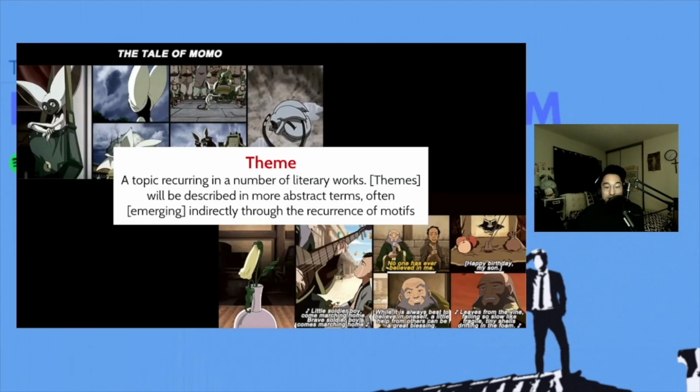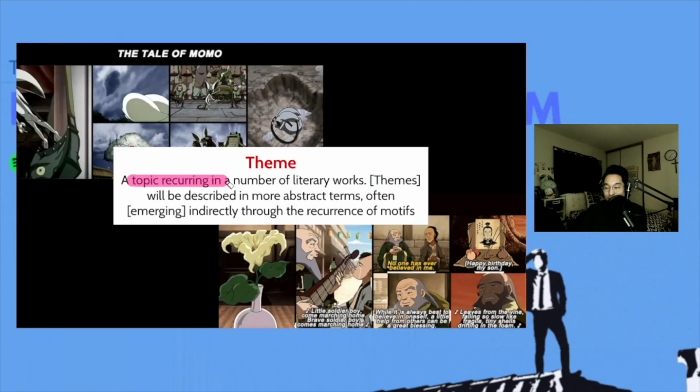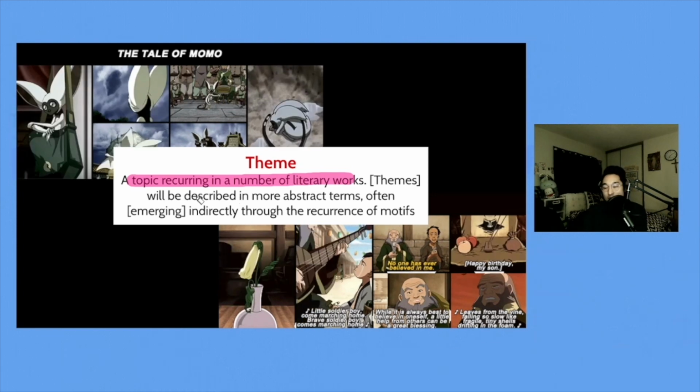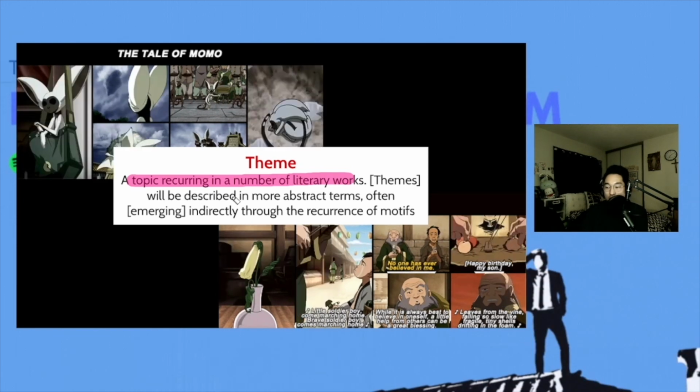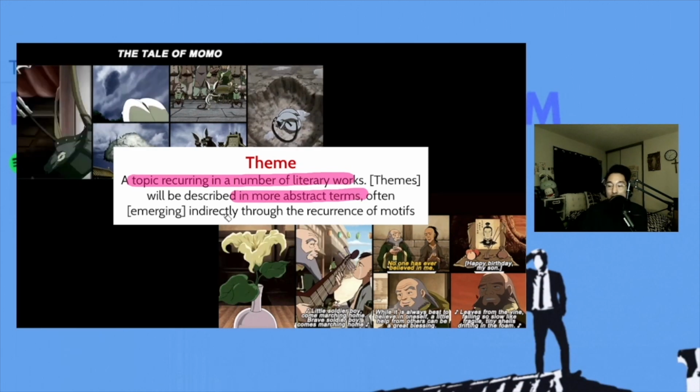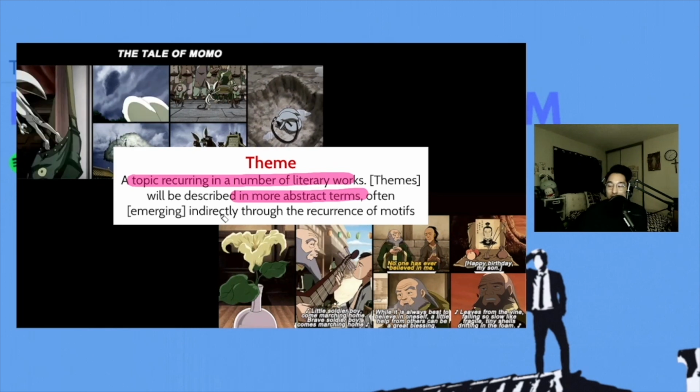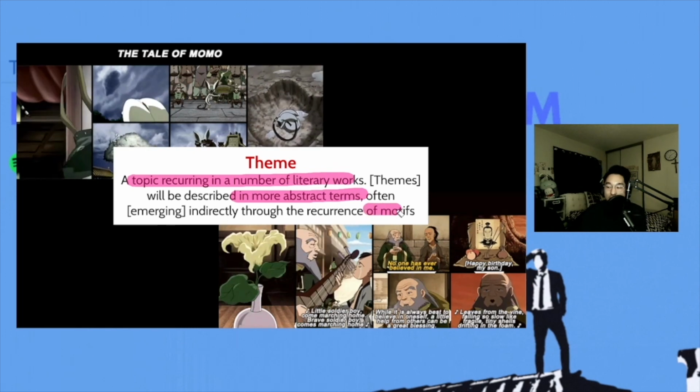And so that brings us to theme, which is a topic recurring in a number of literary works. Themes are often described in more abstract terms and often emerging indirectly through the reoccurrence of motifs. So the word motif is just another synonymous word with theme.